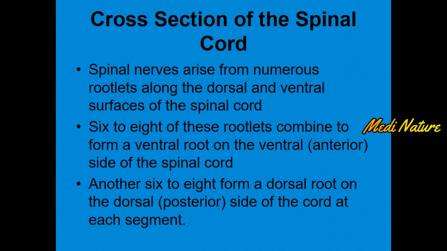The spinal nerves arise from dorsal and ventral surfaces of the spinal cord. These nerves arise from rootlets which are located along the spinal cord. 6 to 8 of these rootlets combine to form a ventral root on the ventral side of the spinal cord. In the same manner, another 6 or 8 form a dorsal root on the dorsal side of the cord at each segment.